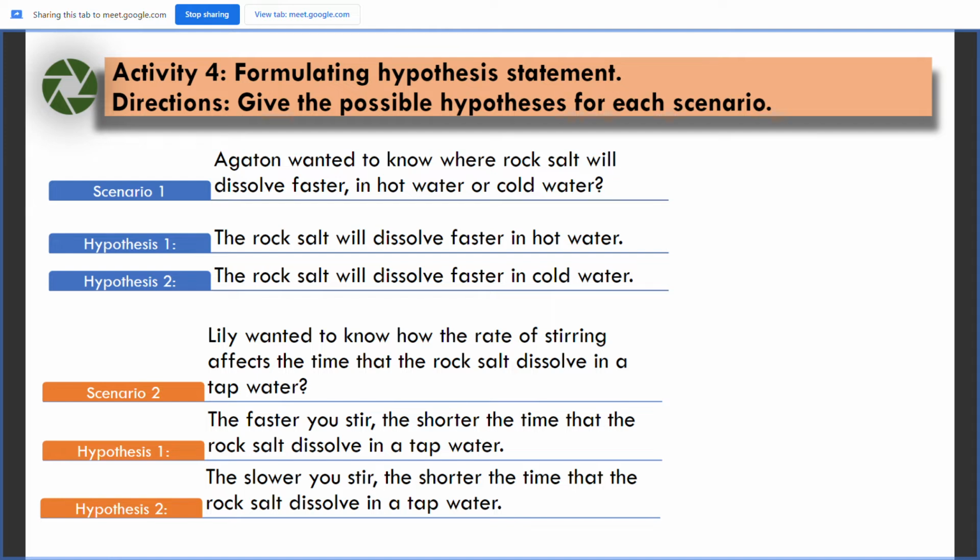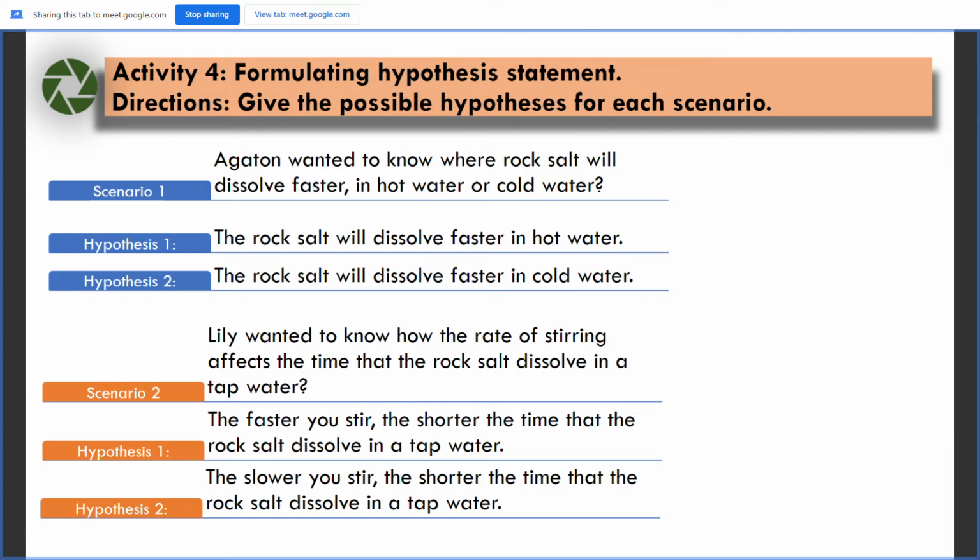Sa ngayon, magbibigay tayo ng at least two hypotheses, but in some other time, dapat isang hypothesis lang po ang ibibigay natin. The next scenario is Lily wanted to know how the rate of stirring affects the time that the rock salt dissolves in tap water. The faster you stir, the shorter the time the rock salt dissolves in tap water. So that is one hypothesis. The other hypothesis, the slower you stir, the shorter the time that the rock salt dissolves in tap water. So that's the second hypothesis. Those are the two possible answers to those questions.